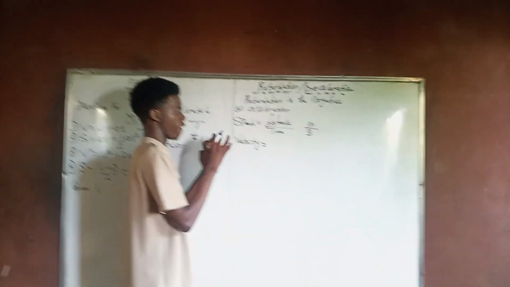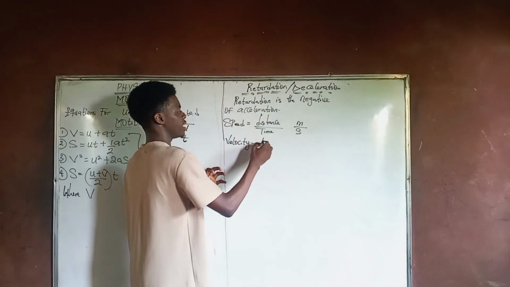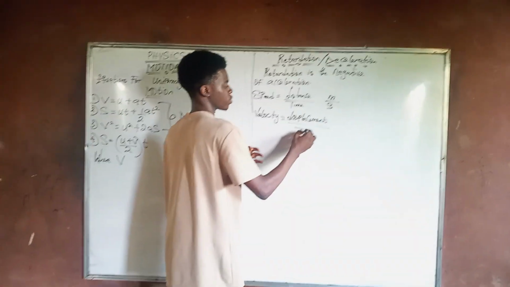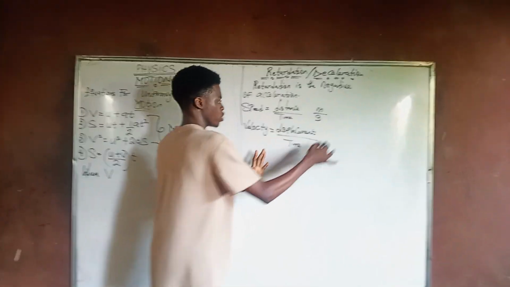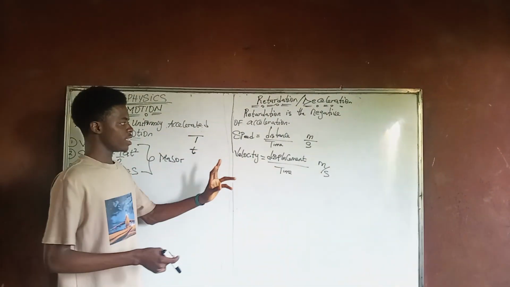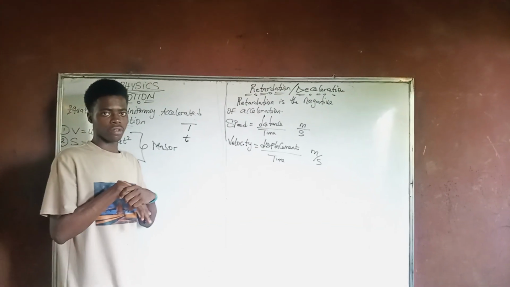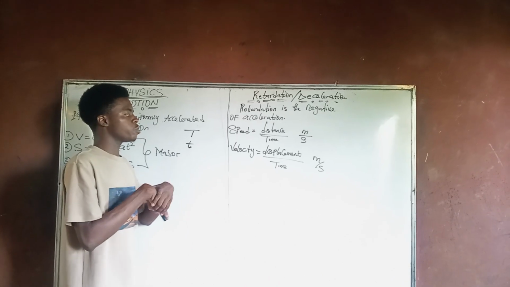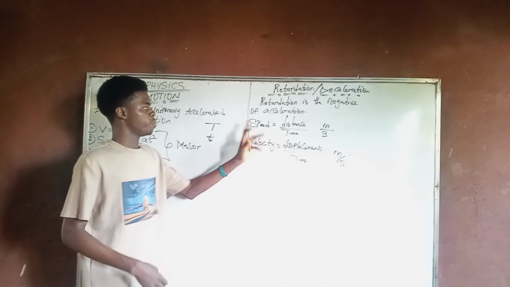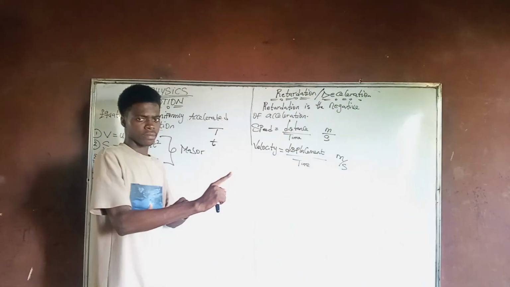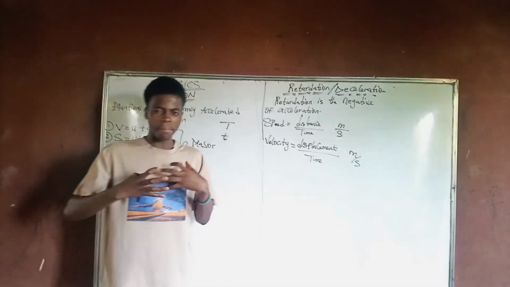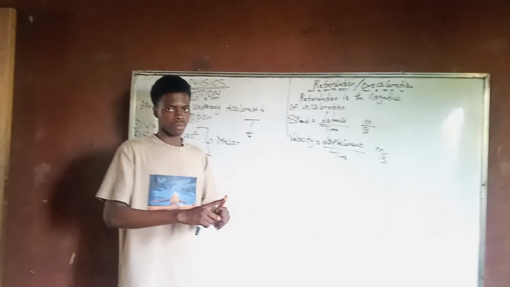Your velocity is the rate of change of displacement. That's why the velocity formula is displacement over time. Still, velocity is also measured in meters per second. Some people might be wondering why speed is in meters per second and velocity is also in meters per second. The major difference between speed and velocity is just their quantity. Speed is a scalar quantity. What is a scalar quantity? Those are quantities that have only magnitude but no direction.